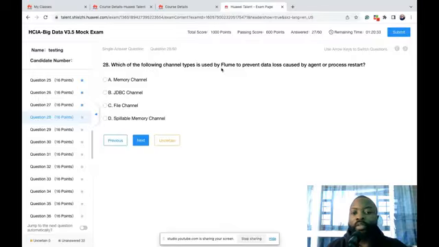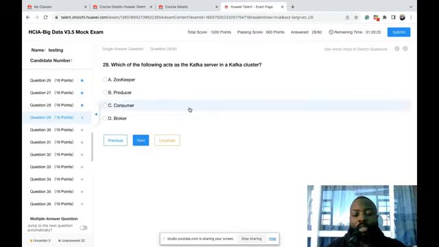Here, which of the following channel types is used by Flume to prevent data loss? Okay, to prevent data loss, we use the file channel. Next, which of the following acts as Kafka server in a Kafka cluster? Yeah, we have the broker.